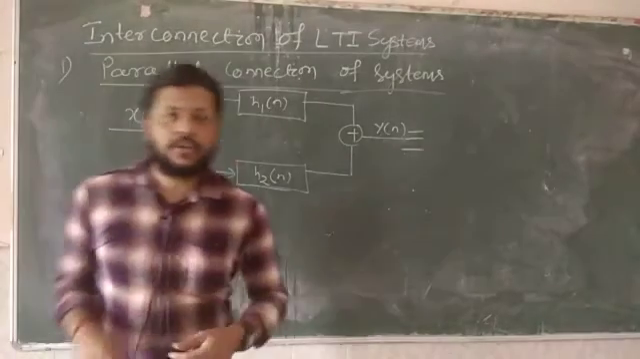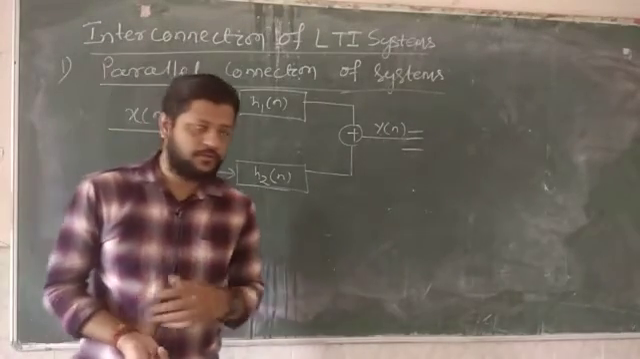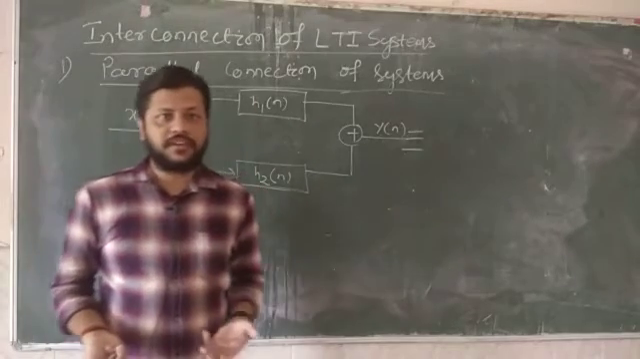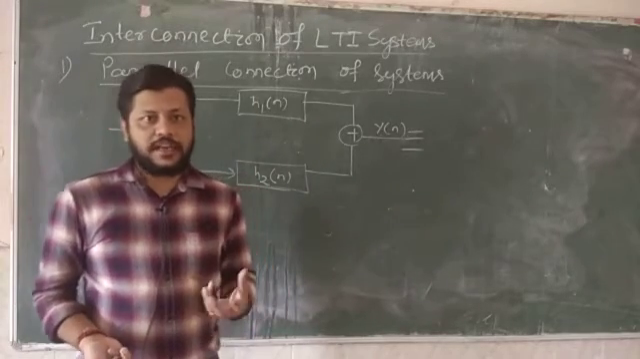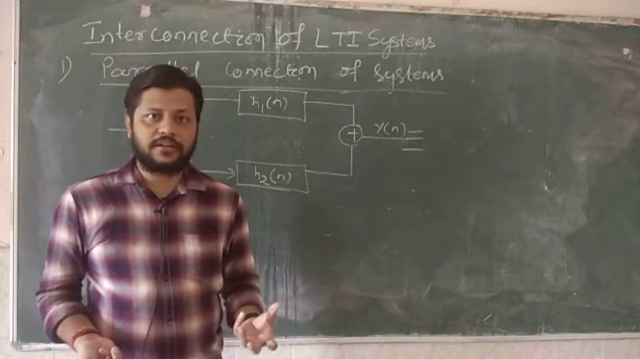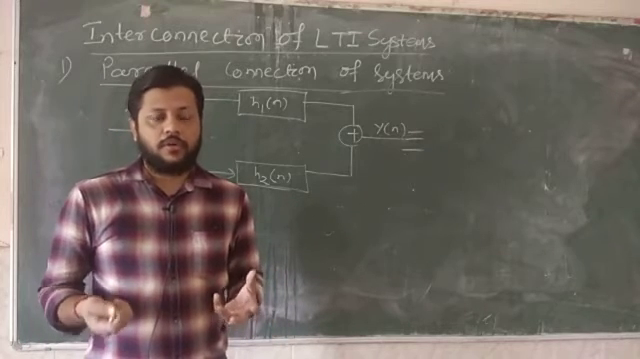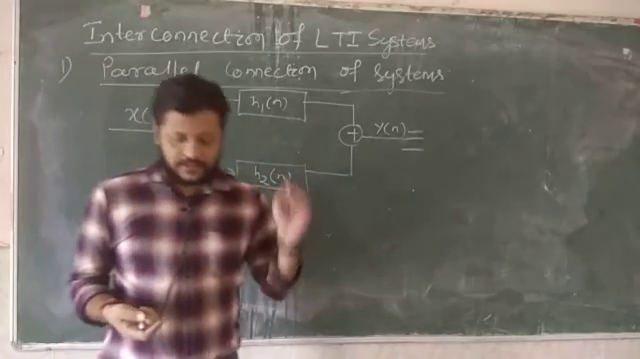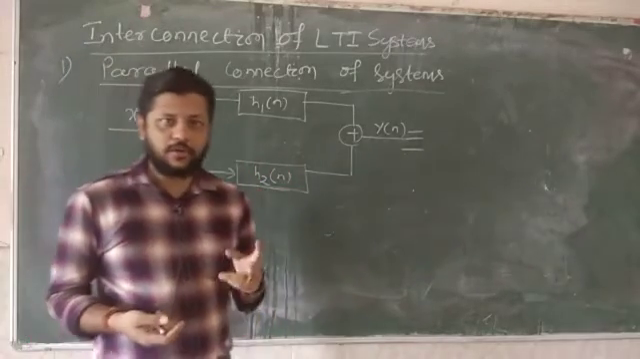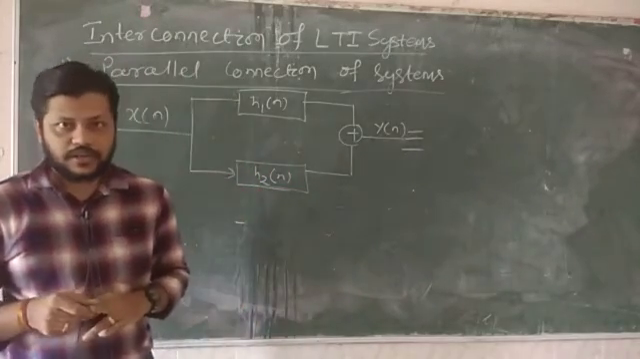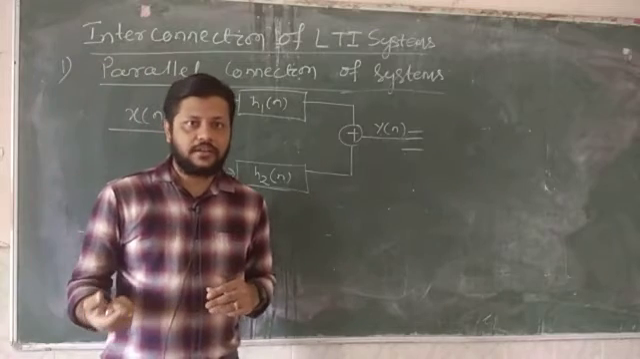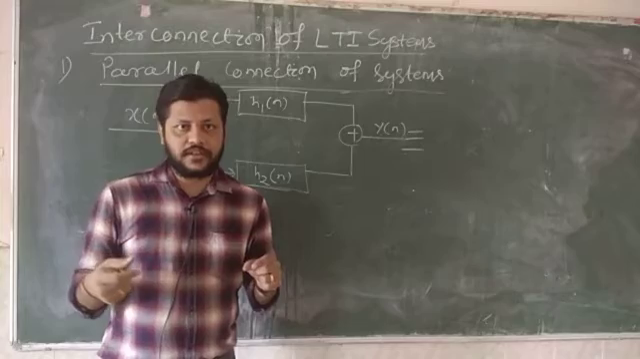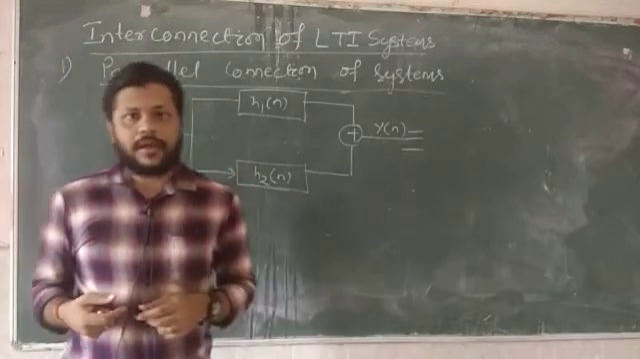So in this lecture we will study the interconnection of LTI systems. That means when two or more LTI systems are connected, how do we find the equivalent or overall impulse response? The first type of connection: systems can be connected in two ways, as a parallel connection or in series, which we can also call cascade connection. Cascading means the series connection, and this other one is the parallel connection.